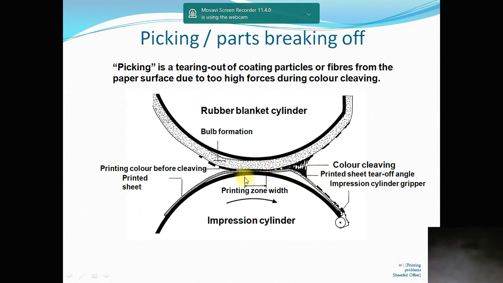At the time of printing, this is called the printing zone. That means nip. We call that a nip also. The contact points between the impression cylinder and the blanket cylinder. These are the contact points. Here we will get a print. So in such a case, the color cleaning may appear. The printed sheet tears off. See, it tears away the printed sheet.